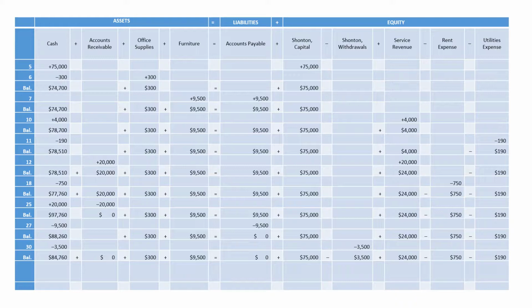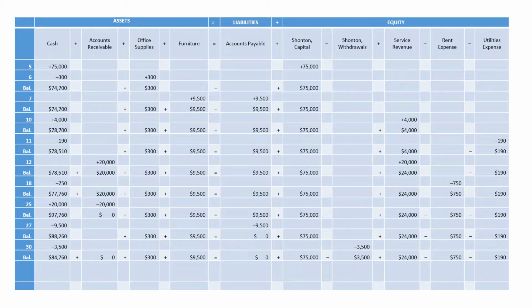When they purchase on account, that means they owe the money. So now they're going to increase the liability column, accounts payable, to show they owe that money. As a liability increases, or we owe more, we increase that column. As we pay liabilities off, we decrease them.